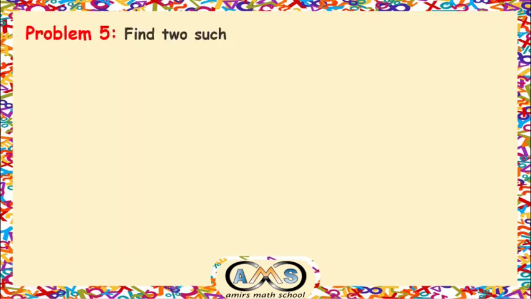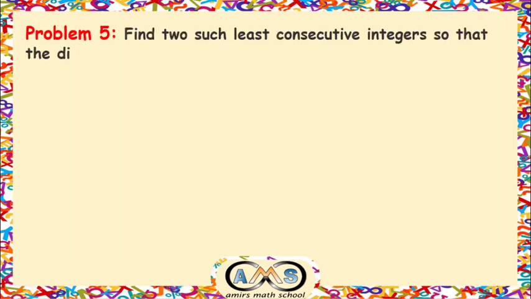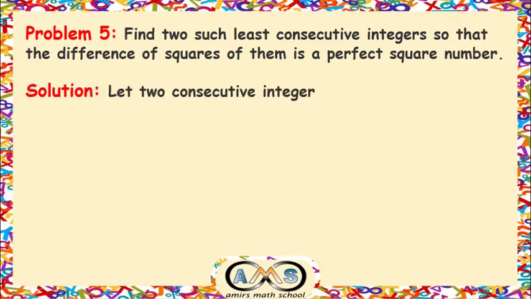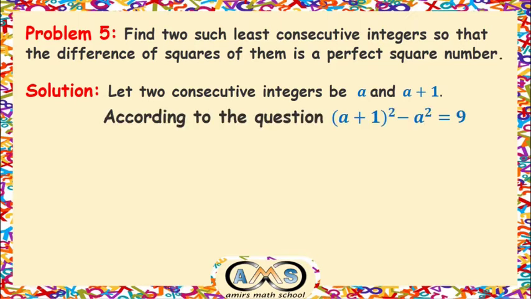Now problem number 5. Find two such least consecutive integers so that the difference of their squares is a perfect square number. The solution is: let two consecutive integers be a and a plus 1. According to the question, a plus 1 whole square minus a square is equal to one perfect square number. We can let this perfect square number be 1, 4, 9, 25. In this case, we just let this one be 9. We solve this equation as a particular case here.